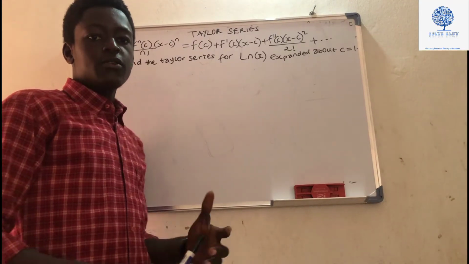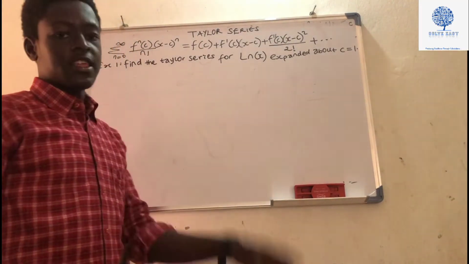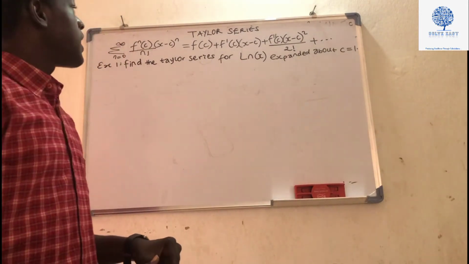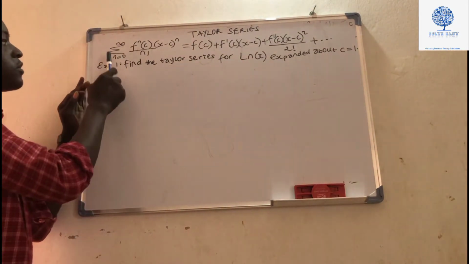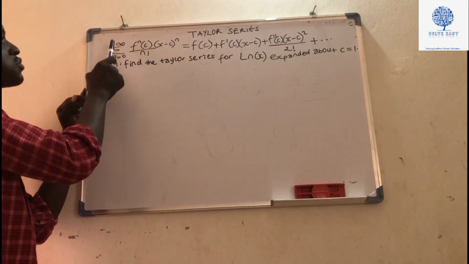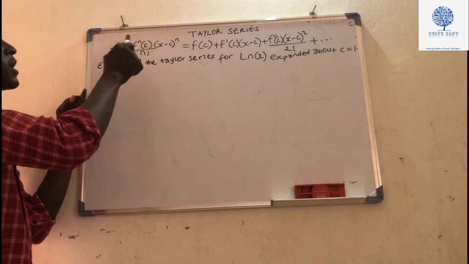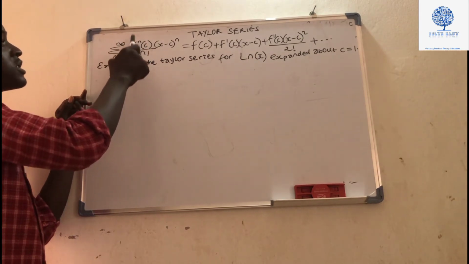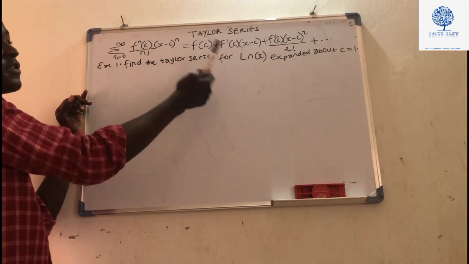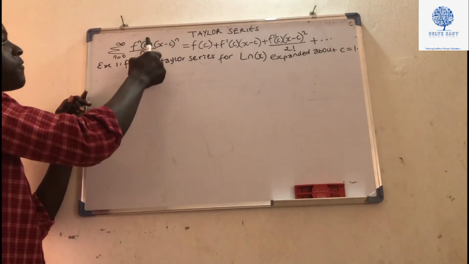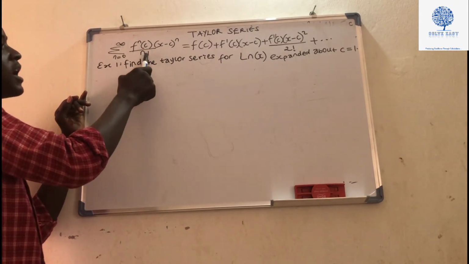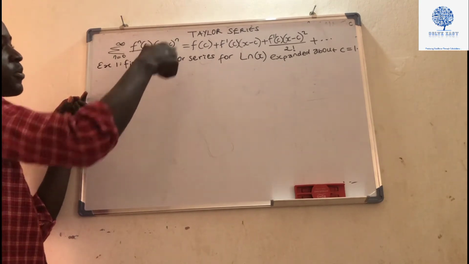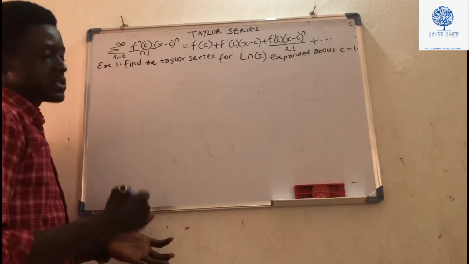So really, we'll be dealing with our Taylor series. And for Taylor series, the short formula is written as the summation from n equals 0 to infinity of the nth derivative of the function, f to the power n of c, divided by n factorial, times x minus c in brackets raised to the power of n, where n starts from 0 till infinity.